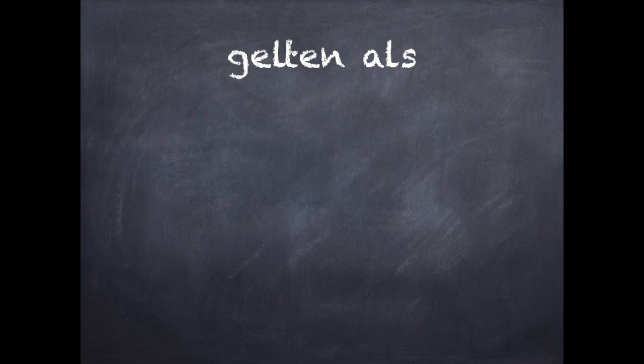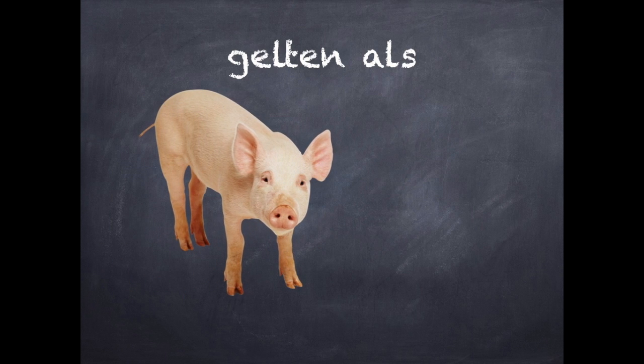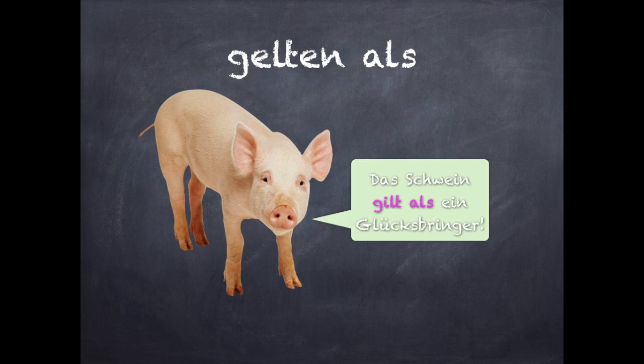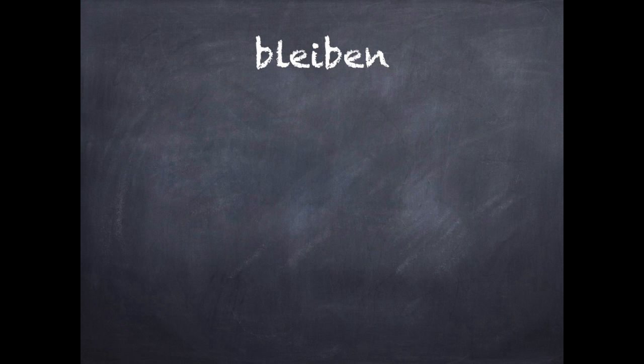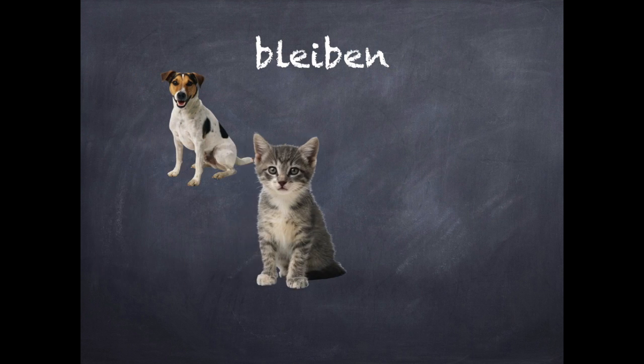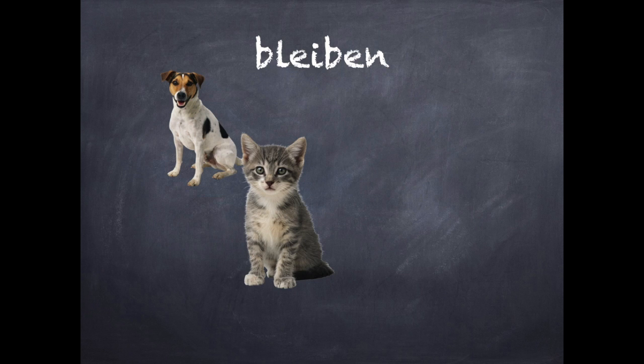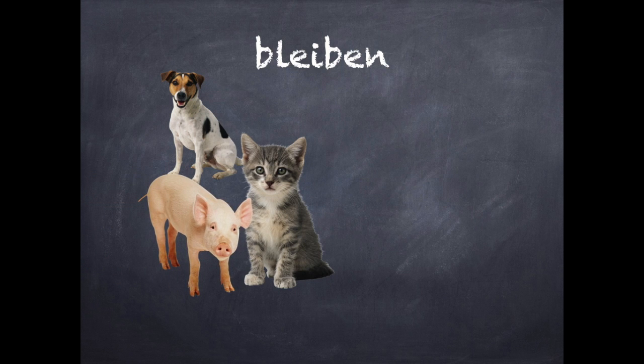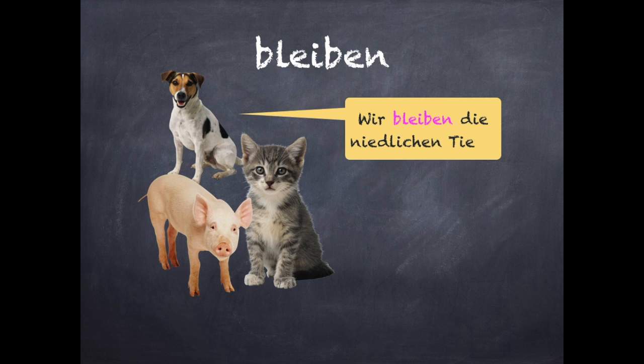For gelten als, we can easily use the pig as an example. And the pig might say something like, das Schwein gilt als ein Glücksbringer. And our last example with bleiben, we can use all of the animals again as an example. And they could say something like, wir bleiben die niedlichen Tiere.